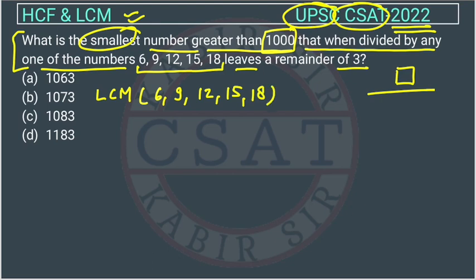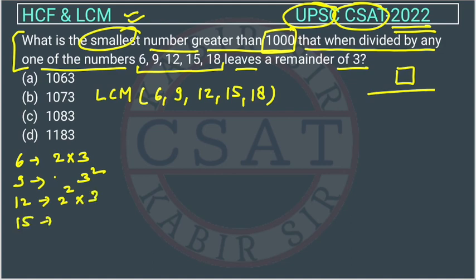There are many ways to find the LCM. I'm using the factor method. Let's find the factors of 6. It will be 2 into 3, and the factors of 9 will be 3 square, and the factors of 12 will be 2 square into 3, and the factors of 15 will be 3 into 5, and the factors of 18 will be 2 into 3 square.